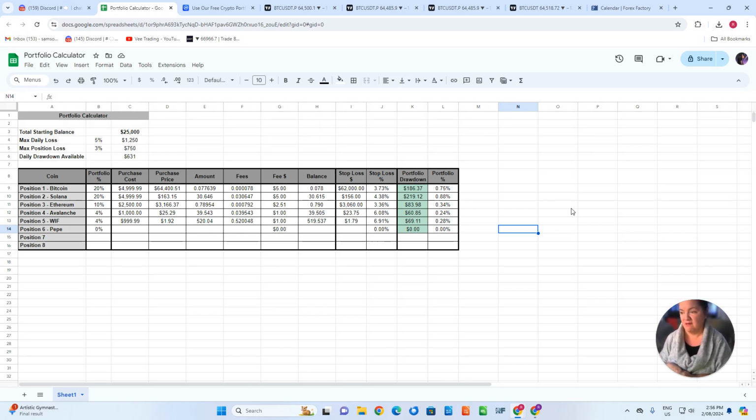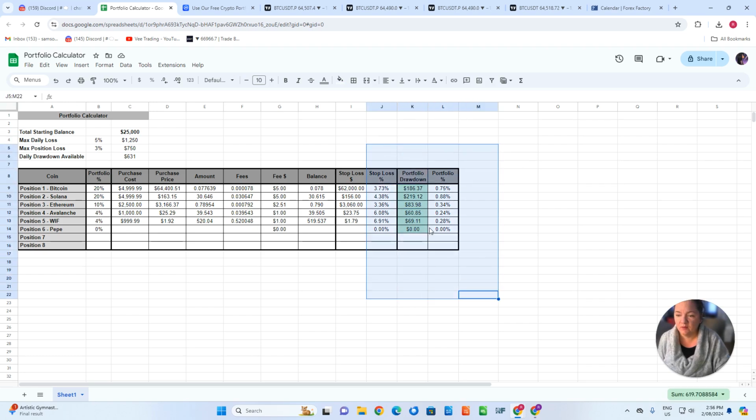So I've got a $25,000 account. My max daily loss for all of my trades is $1,250, and max loss per trade is $750. So with my portfolio, I've put that all together. The most important thing you'll want to have a look at is this area over here. We want to see our portfolio percentages of the drawdown.